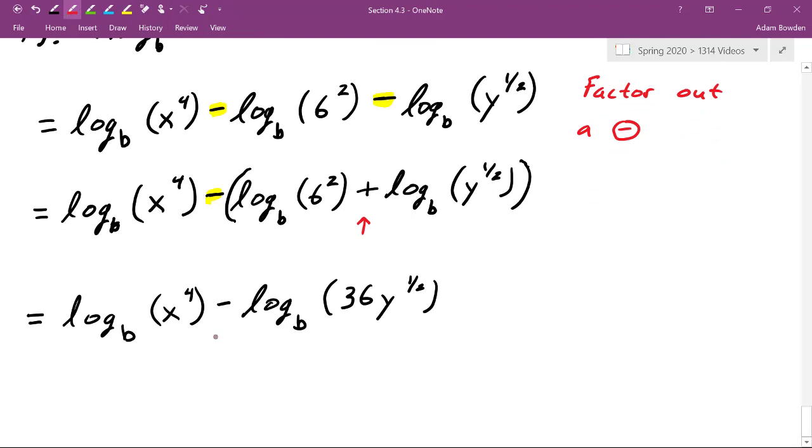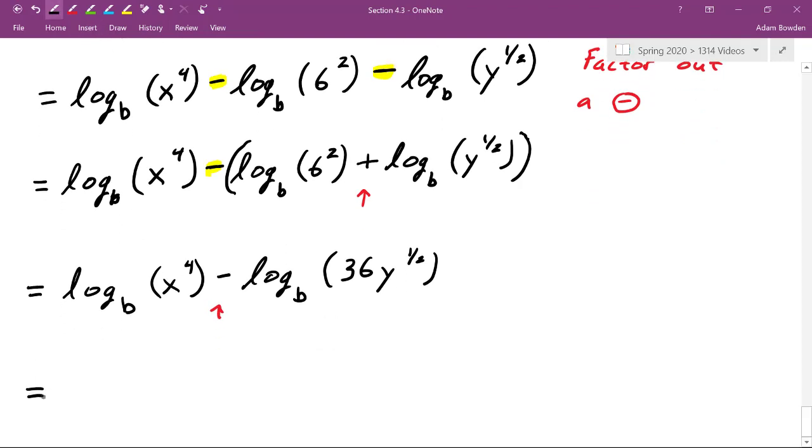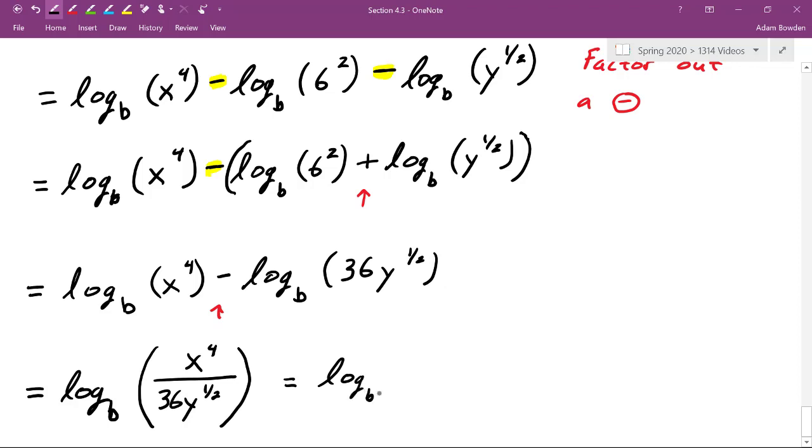Now we're left with just two logarithms and they're subtracted. So that goes back to the quotient rule for logarithms. This would be log base b, and on the inside we'll put x to the 4th divided by 36y to the 1/2 power. And the only thing I would do from here, since we're at the very last step, is go ahead and change that fraction power of 1/2 and make it into square root y.